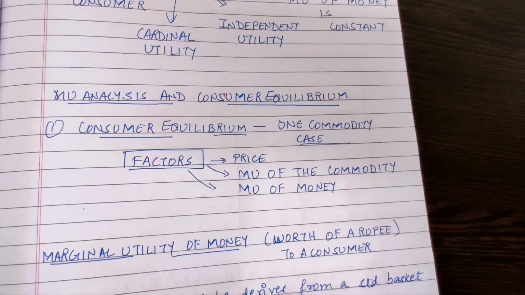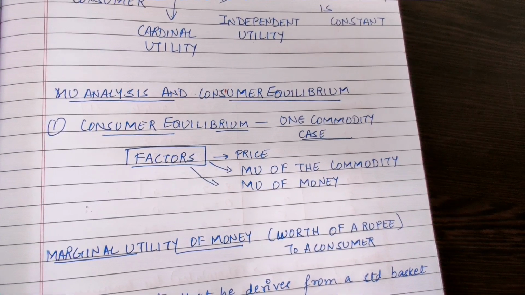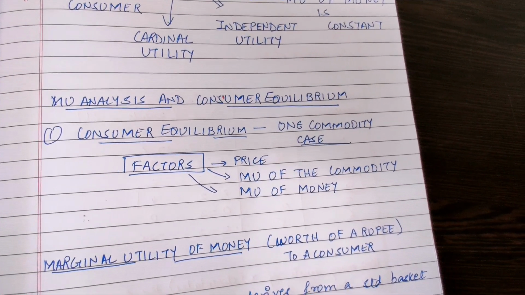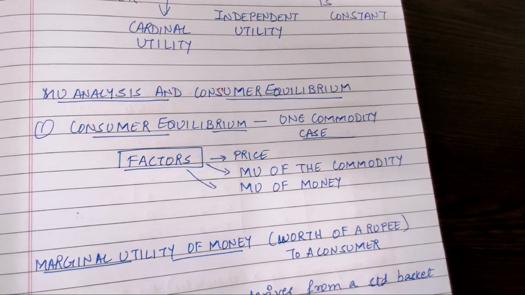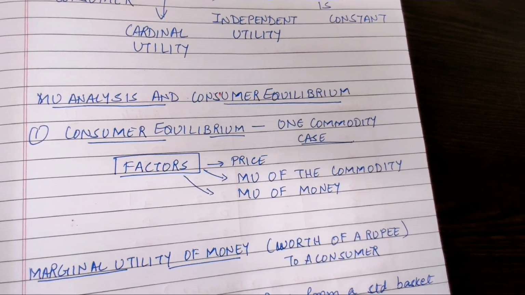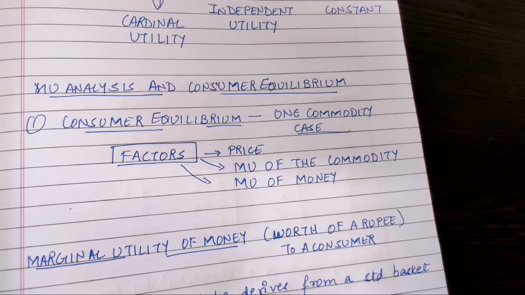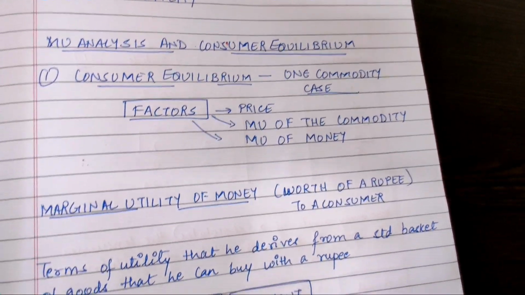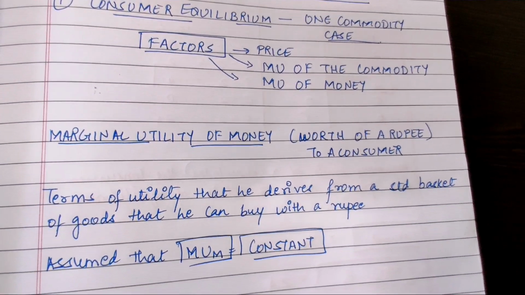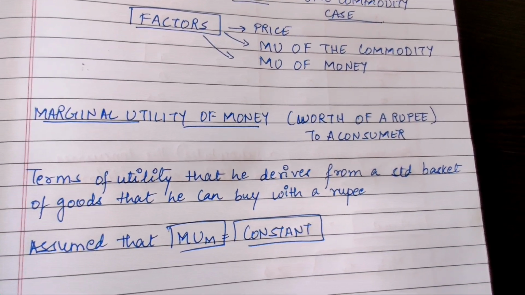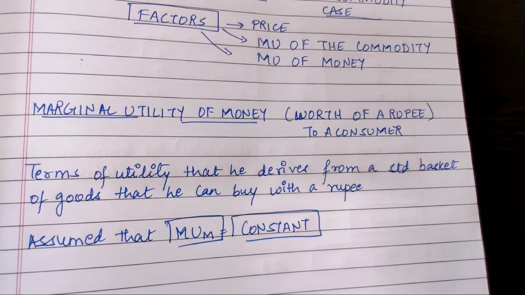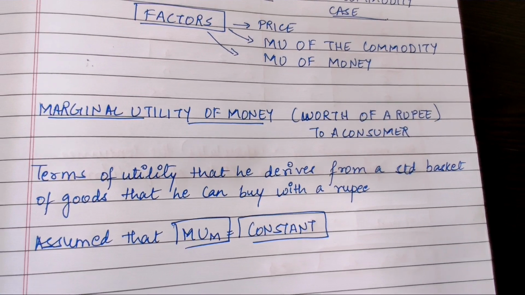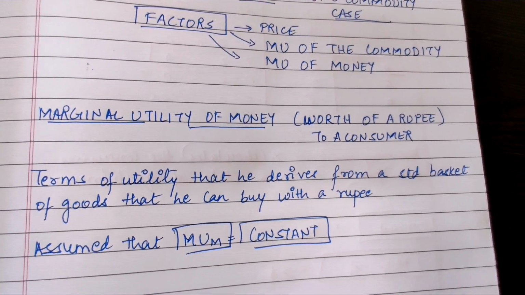Now, in the one commodity case of consumer equilibrium, there are certain factors involved. First is the price of the commodity, second is the marginal utility of that particular commodity, and third is the marginal utility of money. Here I have written the definition of marginal utility of money. Marginal utility of money is also known as the worth of a rupee to a consumer.